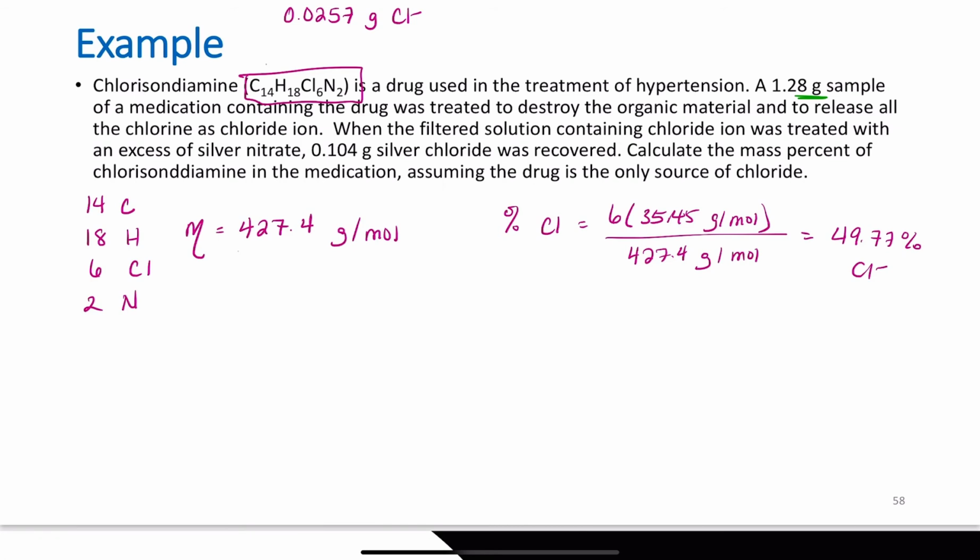I know I have 0.0257 grams of chloride in the sample itself that was analyzed. The original sample contains the drug, with all the other material dissolved away. So what I can do from there is figure out the mass of the actual compound in the sample that was analyzed.